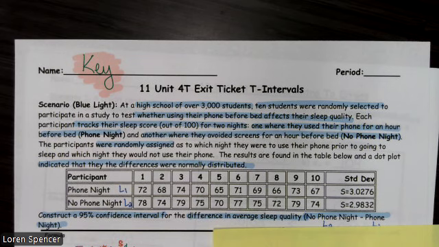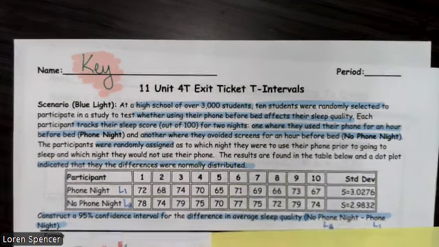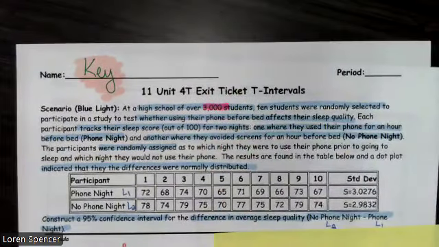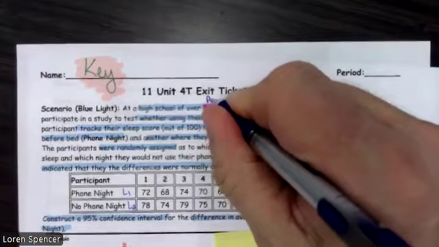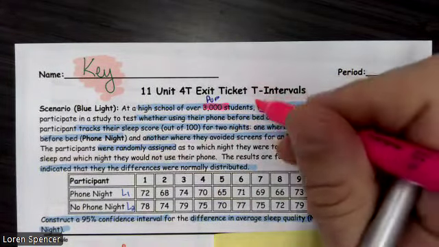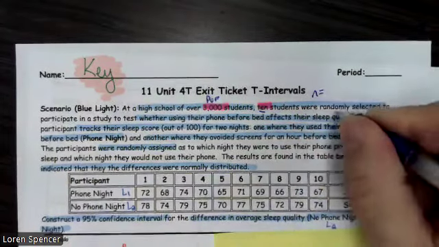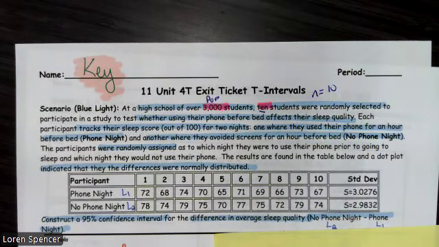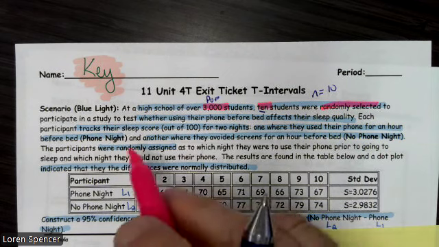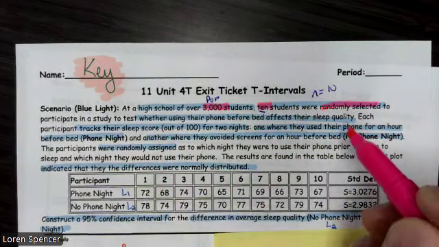So at a high school of over 3,000, this sounds like the population size right here. Good to know. 10 students were randomly selected. All right, so here's my sample size of 10. Good to know that it was randomly selected because that's my first condition. That's condition one.